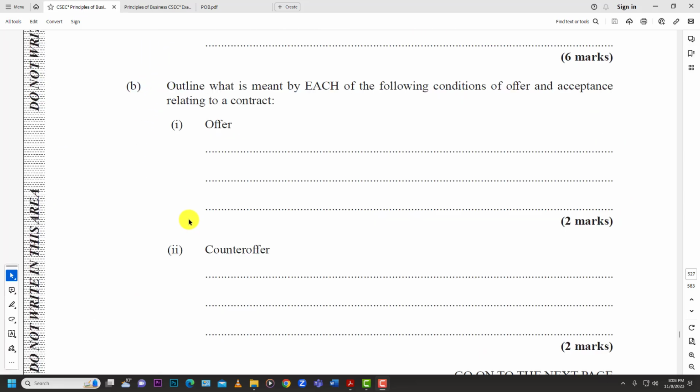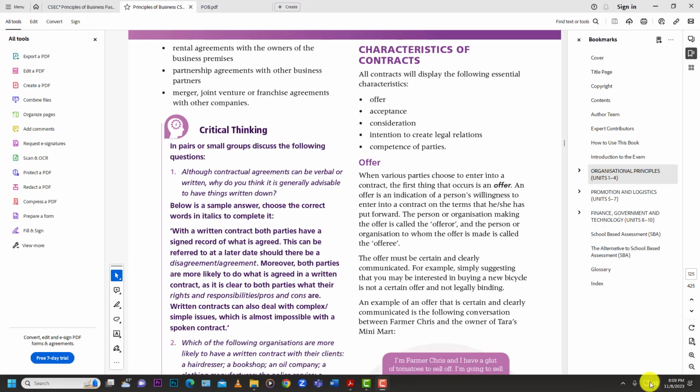Okay, B. Outline what is meant by each of the following conditions of offer and acceptance relating to a contract. And that's 2 marks each. So we all know there are some characteristics of a contract. All contracts must display the following essential characteristics. There must be an offer made, that offer must be accepted, and that whole contract must contain consideration, that is, every party must benefit in some way, shape, or form. That contract must be legal, and all parties must be competent when signing that contract.